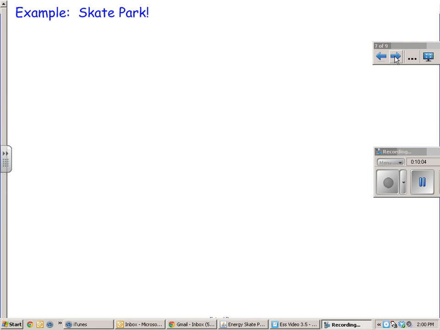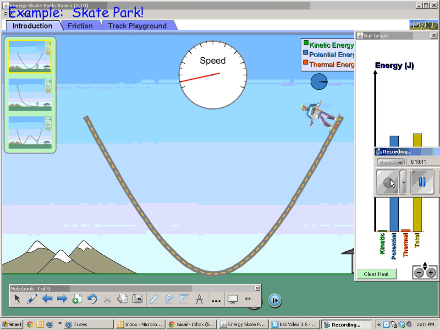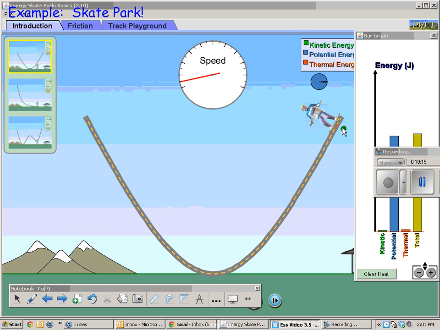So let's do another example. This one we're going to do without any numbers. So let me see here. Here we've got our skate park. And up here we've got a skateboarder guy, who right now has, oh shoot.